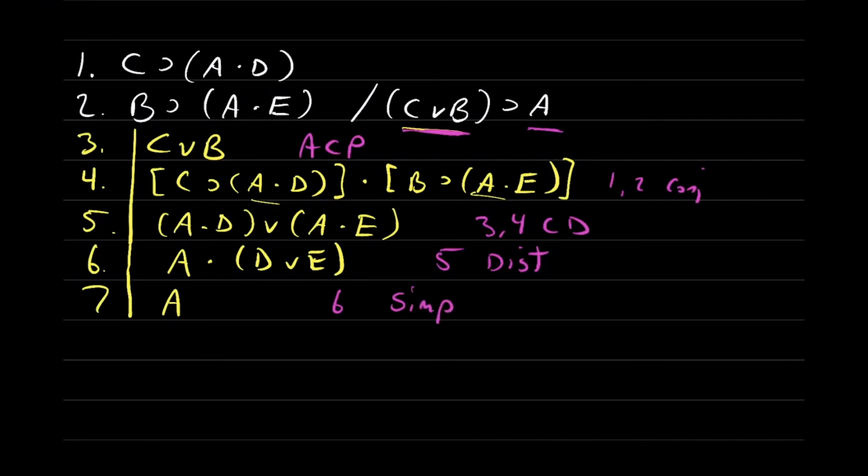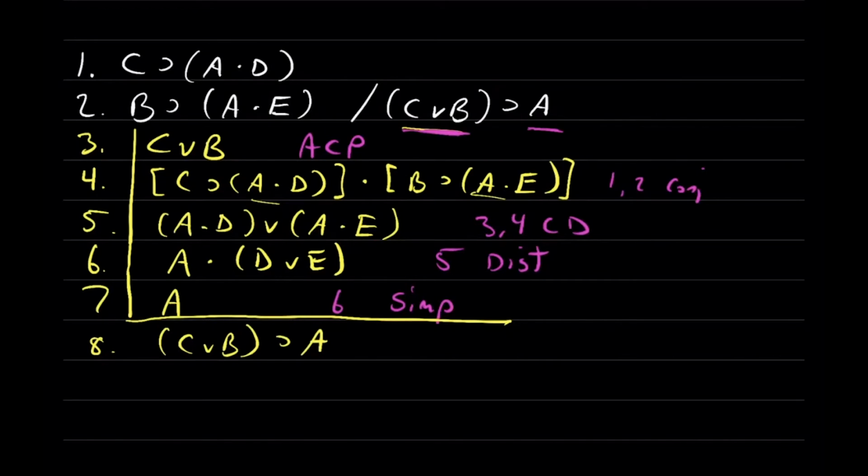So what I've done, I started out by assuming C or B. I've shown that A follows from that. So I am now done with my conditional proof assumption line. I'm going to close that off. And here outside the scope of that vertical line, I've shown that if you have C or B, then you can get A. And that's going to follow from lines 3 through 7 by conditional proof. And this was a pretty straightforward short proof. Okay, next example.